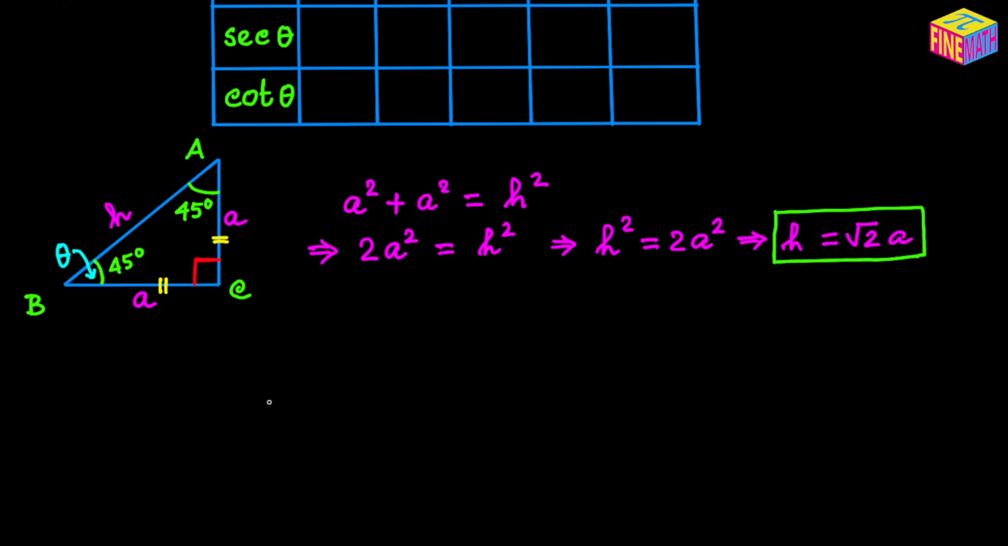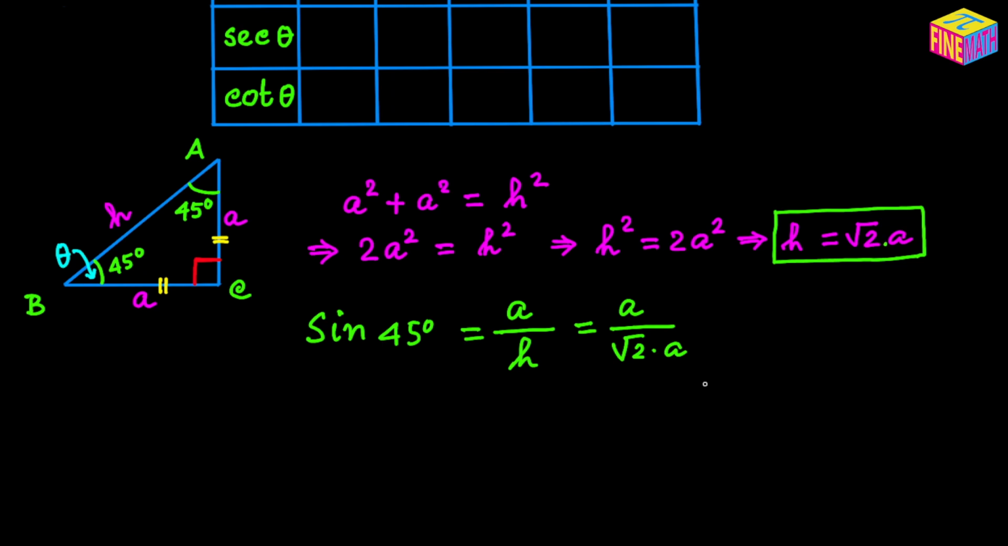Now let's talk about the sine of 45 degree. In this case it's sine theta, or sine 45 degree. Sine 45 degree would be opposite side divided by hypotenuse. The opposite side is AC, which is of length a, divided by the hypotenuse, which is equal to a divided by, we have already found the value of the hypotenuse, square root of 2 times a. Note that a is outside the square root, not inside it.